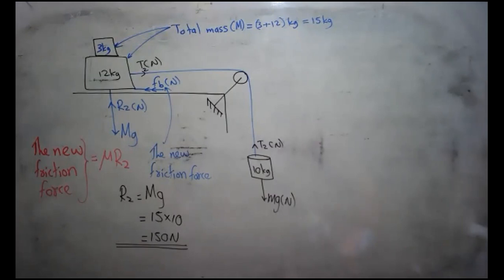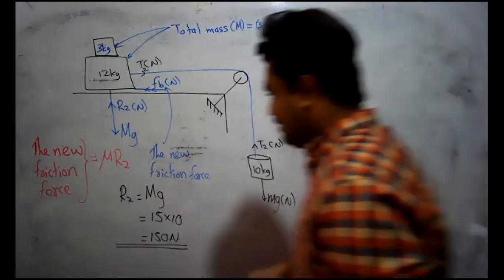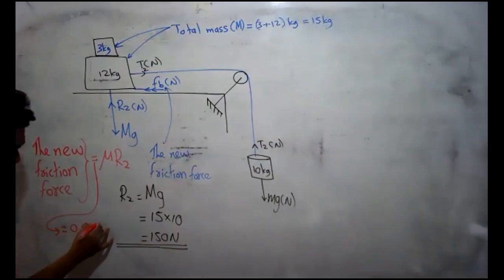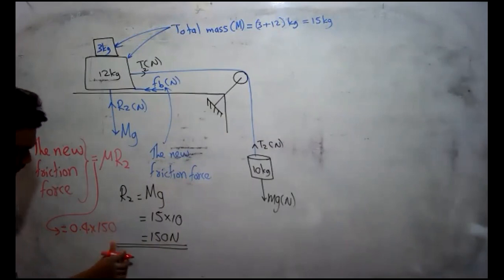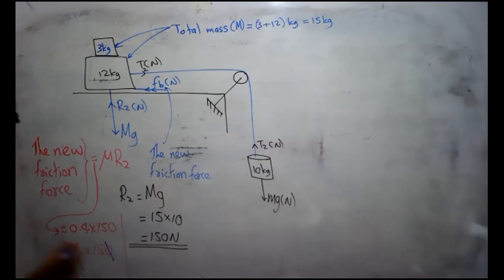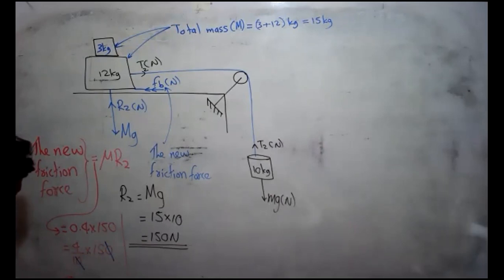So what is the new friction force, dear? They have given the value of mu as 0.4. R2 is 150. 0.4 can be written as 4 by 10. This is 150. You see, it's clear that this 0 and this 0 cancelled out. Now 4 times 15 is 60. 60 Newton.